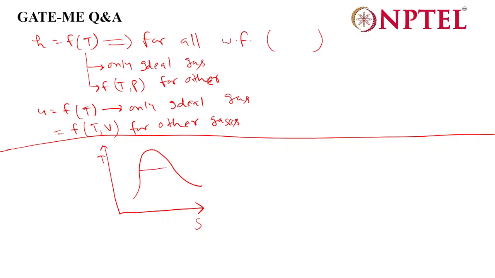And what is this line? Anyone can tell? This line that I am drawing? Constant pressure. It is a constant pressure line. So you know the enthalpy of this point and this point, and the pressure is constant, this pressure you know, okay.